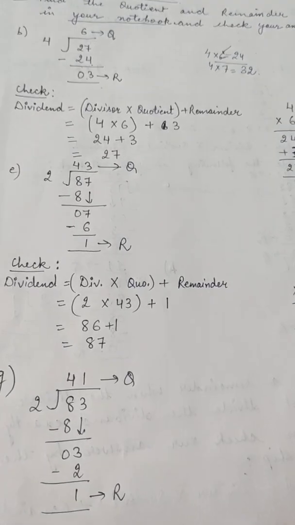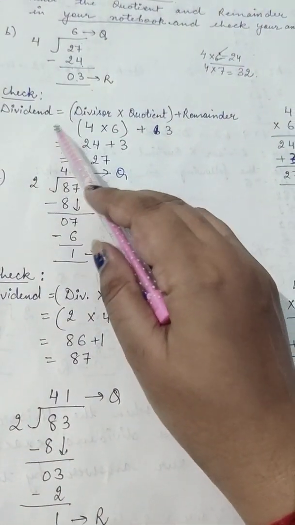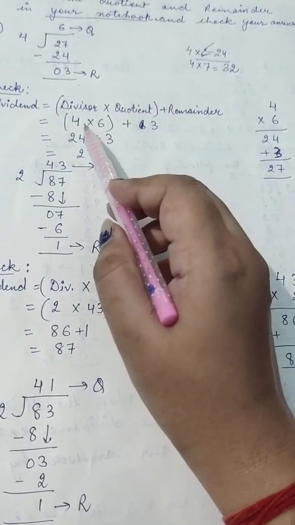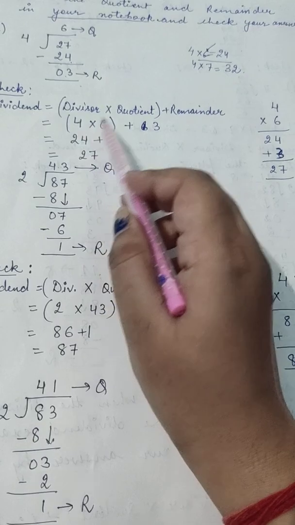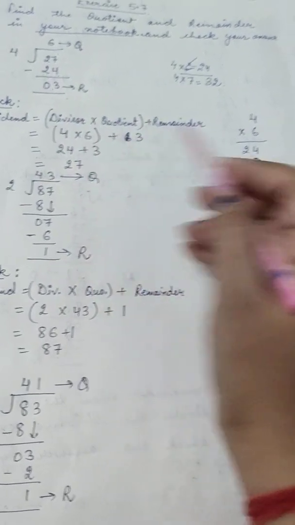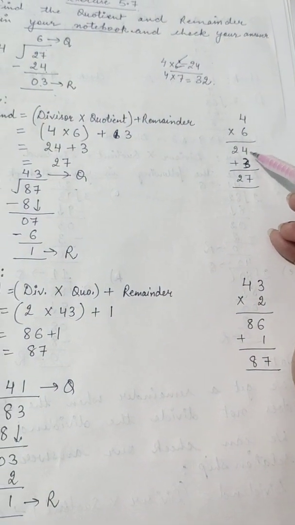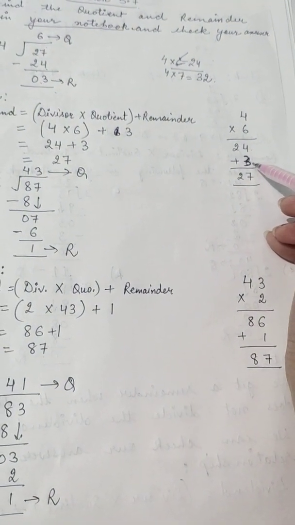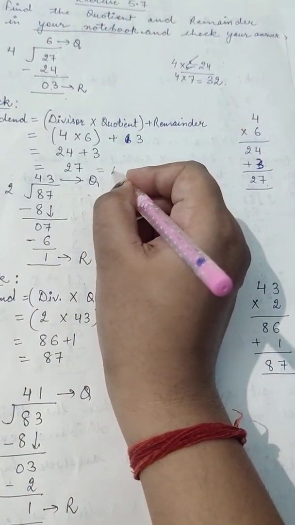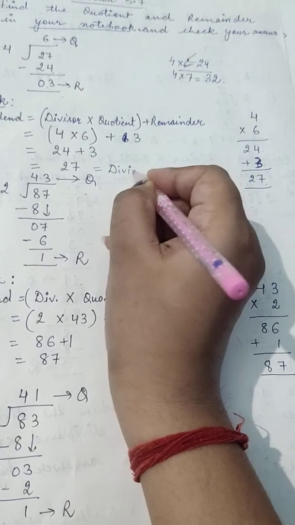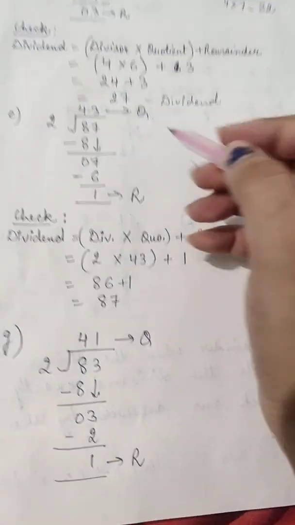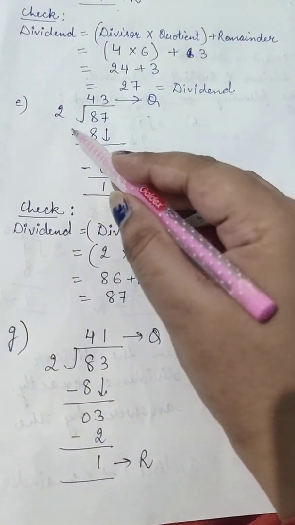Now we have to check. We will use the relation: dividend equals divisor into quotient plus remainder. That is, divisor is 4, quotient is 6, and remainder is 3. So 4 into 6 is 24. After that we will add 3 and we will get 27, which is equal to your dividend. Got it, beta?